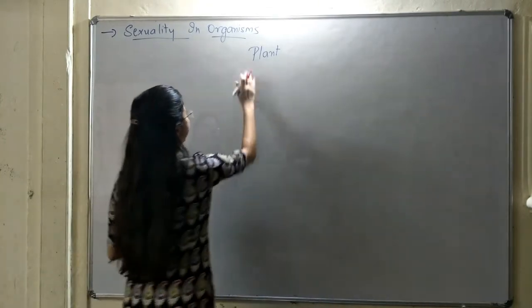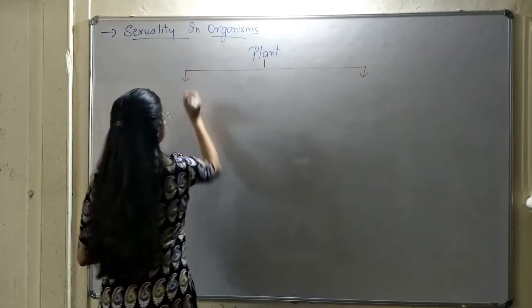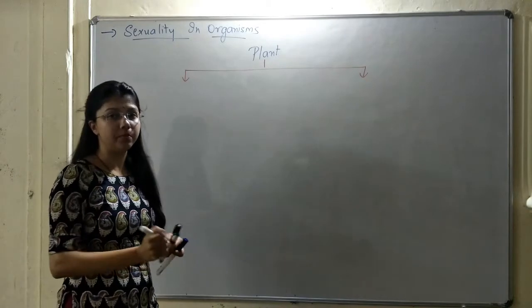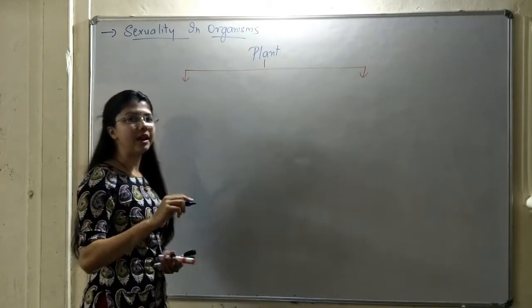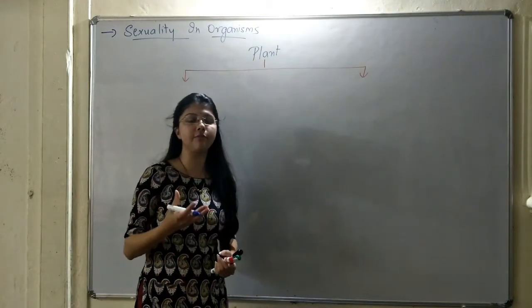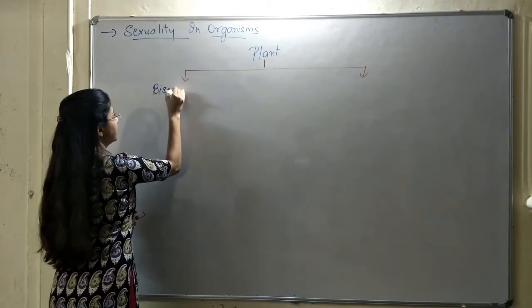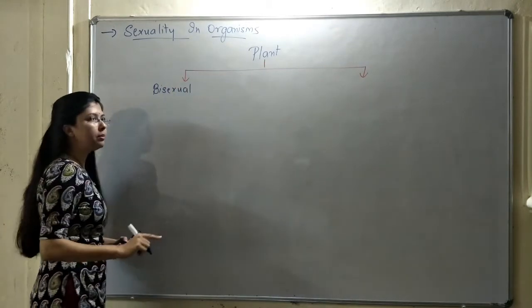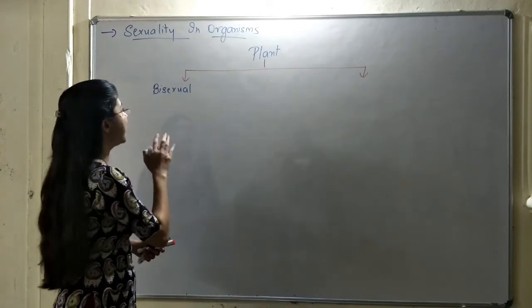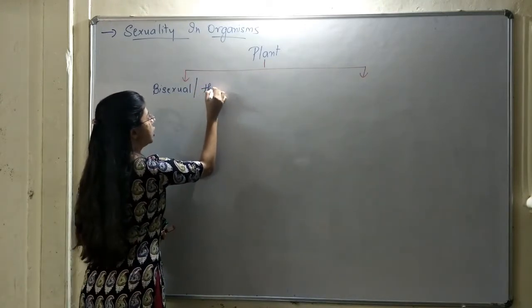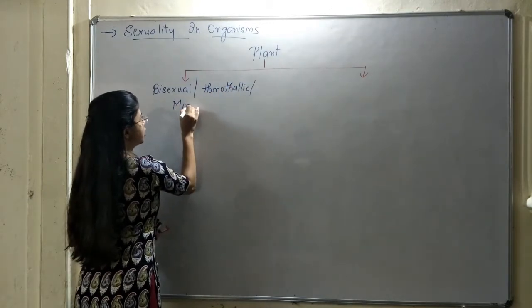So, talking about plants, they can be divided into two types depending upon in which condition the flowers are present. For example, if a particular plant is having both male and female reproductive organs within the same flower, that flower is called bisexual. Another term that can be used for it is homothallic or monoecious.